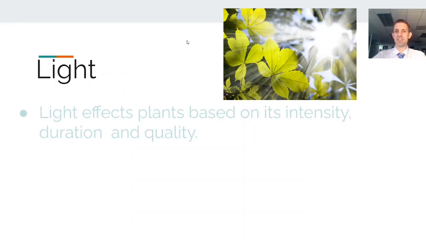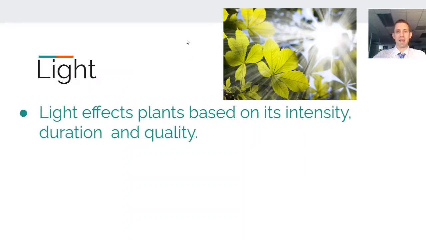Light, obviously another essential component for plants. And there's a couple things that we're looking at when we talk about light for plants. The intensity, so how bright it is. The duration, so the amount of light. And then the quality, and what I mean by that is what is contained within the spectrum of light.